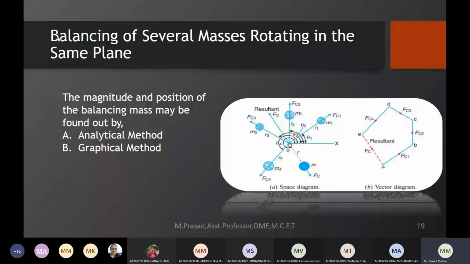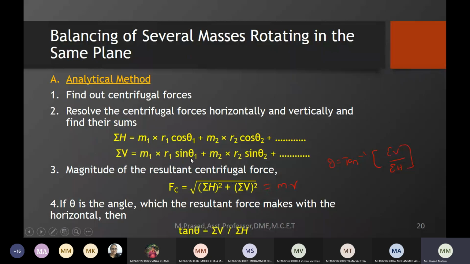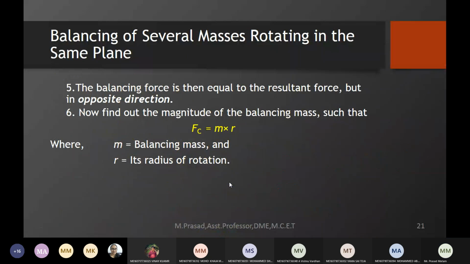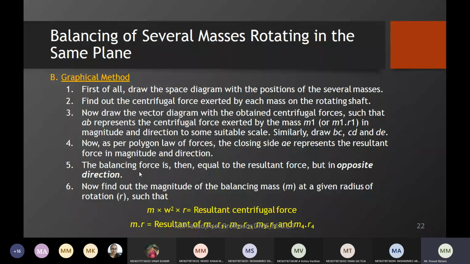This is how we can find the resultant force Fc and angle theta. Now Fc equals m into r. This is how we can find the balancing mass and radius. Now in this class we are going to discuss the graphical method. You can see the 6 steps, written step by step here, for how to apply the graphical method.